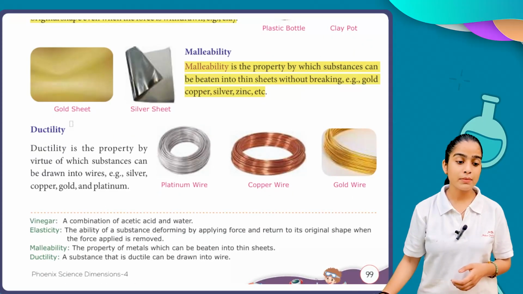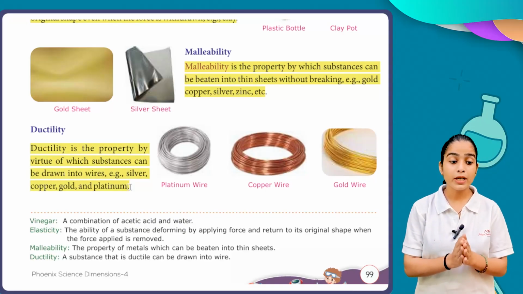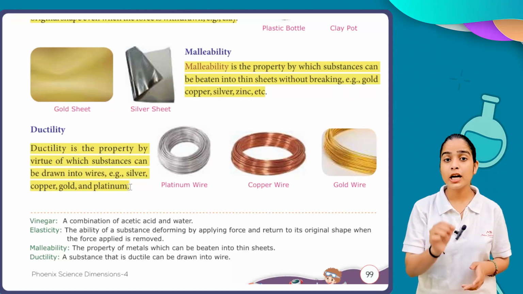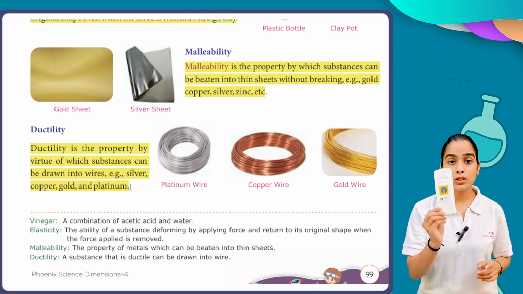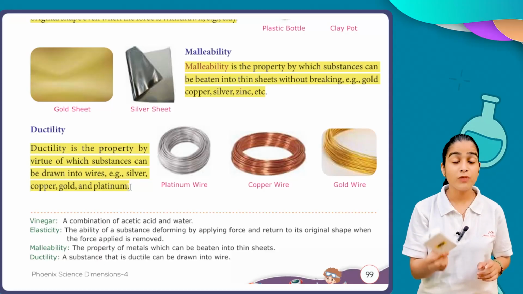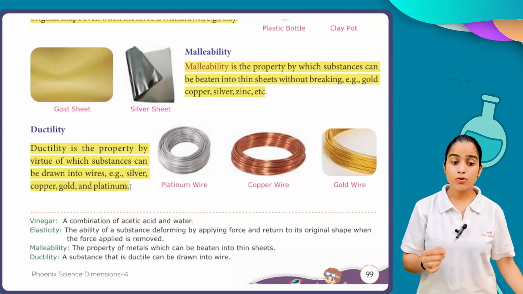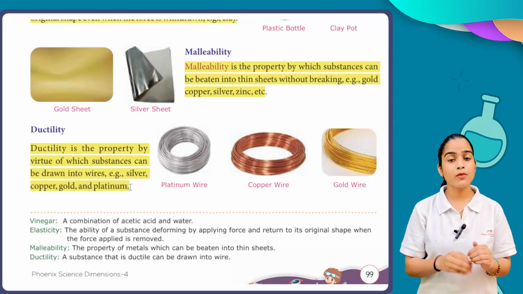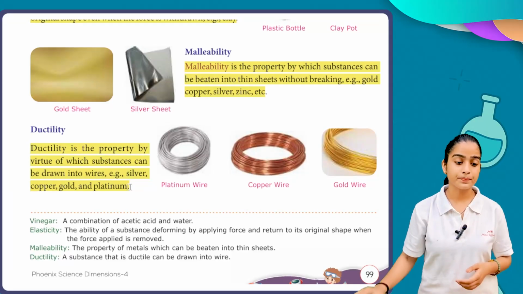Next we have ductility. So what do we understand by ductility? Ductility is the property by virtue of which a substance can be drawn into wires, example silver, copper, gold and platinum. So here we understand that with the help of the ductility property, we can change certain objects into wire. For example, if I want to change this AC remote into the form of wire, I cannot do that. Why? Because it does not have that property, because it's not ductile. So your silver, your copper, your gold can be converted into wire. So these are the examples for ductility.